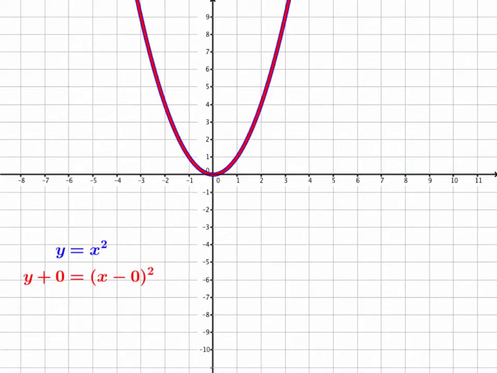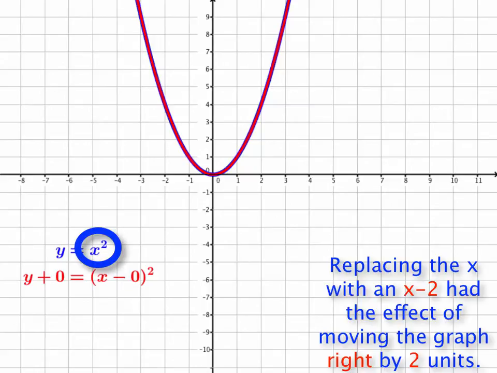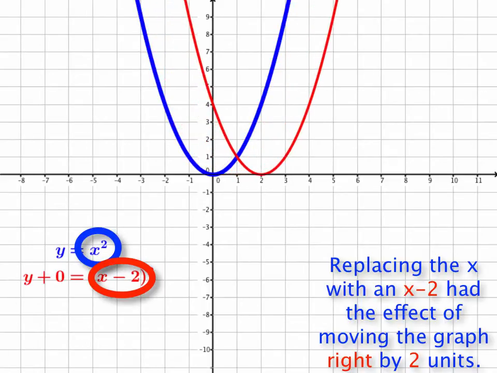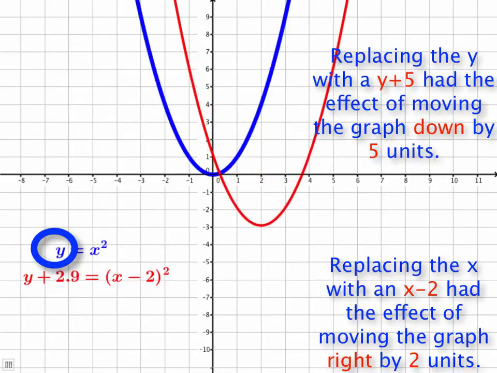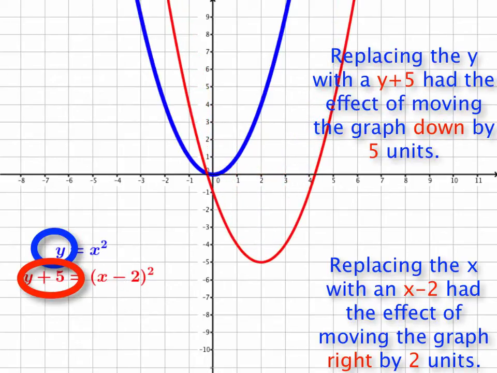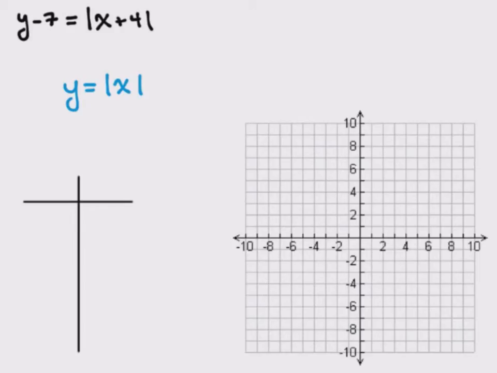Now, while we just did those manipulations to an absolute value graph, we could do the exact same manipulations to one of the parabolas we did before. Here, if we replace x with x minus 2, it still moves the graph to the right 2 units, and if we replace y with y plus 5, it still moves the graph down 5 units. So those same equation manipulations are going to have the same effects on the graphs no matter what graph you start with. Alright, last example.